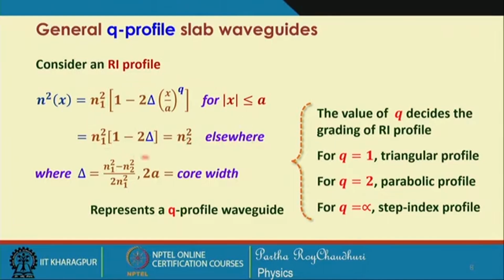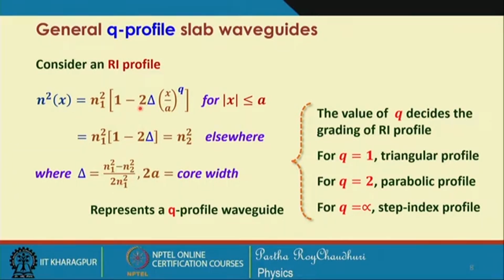So, this is a general expression for any graded profile slab waveguide, where this delta is the relative core cladding refractive index difference, which is defined as n 1 square minus n 2 square by 2 n 1 square. If you expand this, it becomes n 1 plus n 2 into n 1 minus n 2 divided by 2 n 1 square. For a very small difference in the refractive index, this becomes twice n 1 into n 1 minus n 2 by 2 n 1 square. That is another way of defining this, and this twice a is the core width. So, this represents a general graded index profile for slab waveguides.